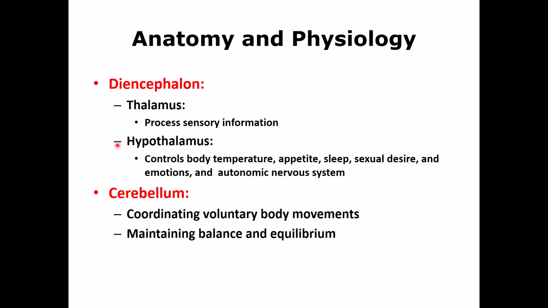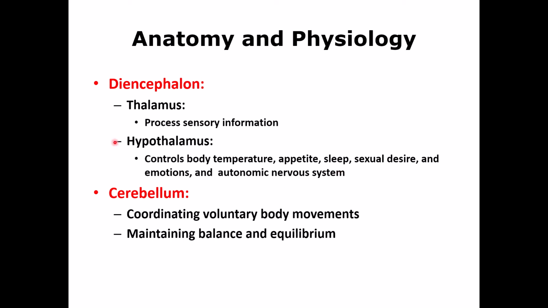The hypothalamus has a lot of different functions. One of the functions is the endocrine system, which we talked about in the previous lecture. The other one is the control of body temperature, and that is done by affecting the autonomic nervous system.